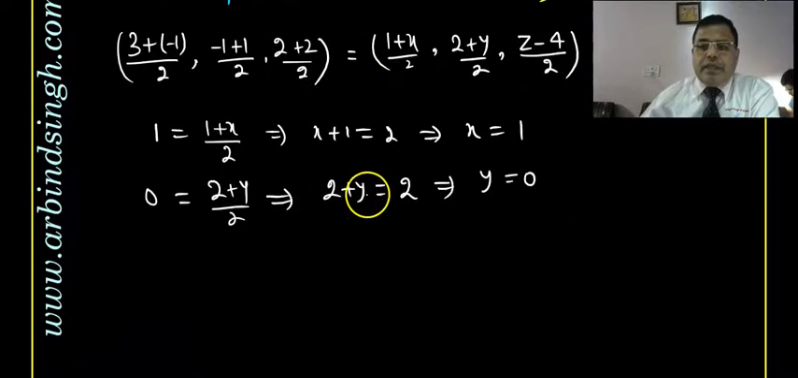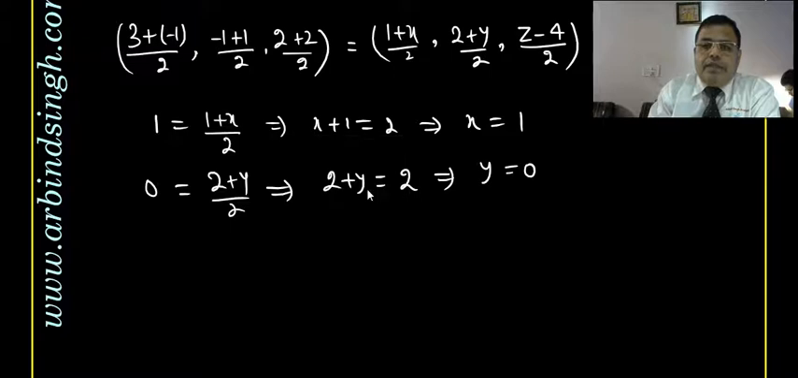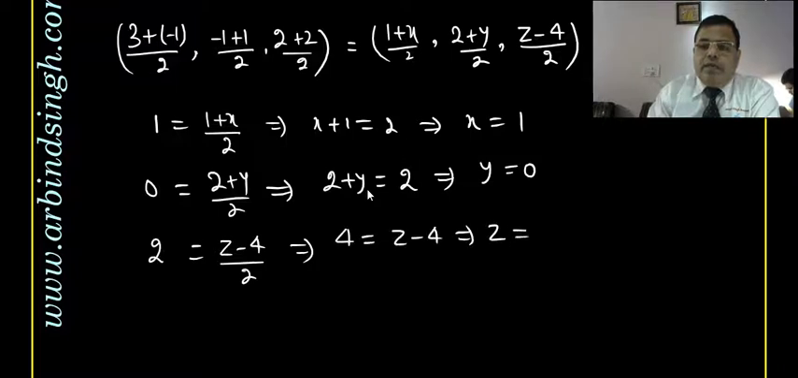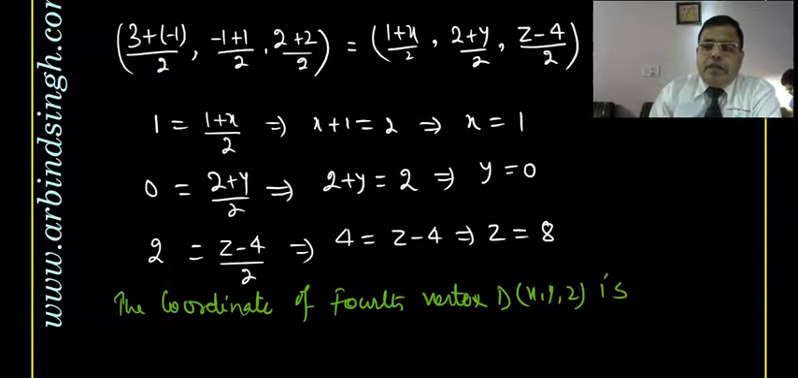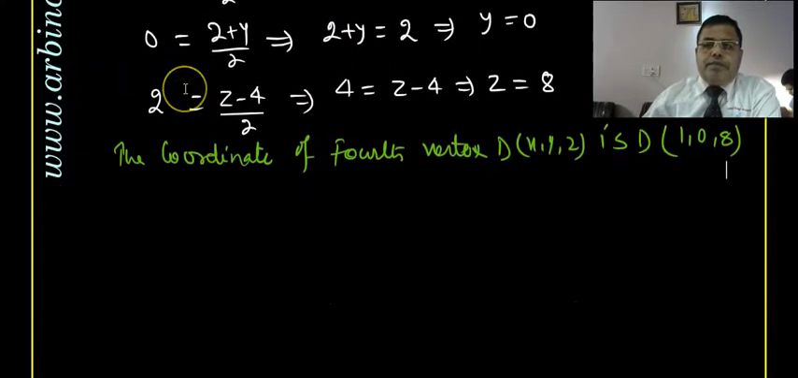The y coordinate is 0. And what is the z coordinate? (2 + 2)/2 = 2, which is equal to (z - 4)/2. This implies 4 = z - 4, and this implies z = 8. So the coordinates of the fourth vertex D (x, y, z) are (1, 0, 8). That would be the answer. I hope you got it. Okay, so this is the first question.